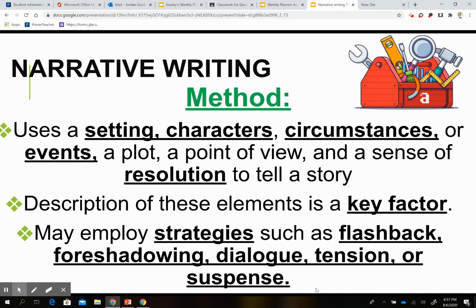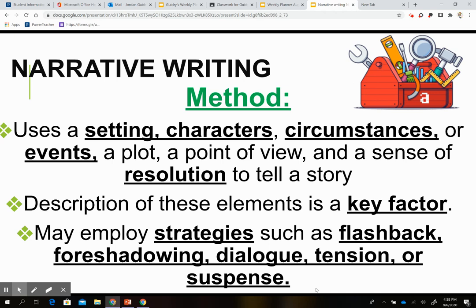Circumstances or events. These are going to be the different events or the different actions that occur that are going to be like steps. So, one event is going to lead to the other, and which is going to eventually lead to the boiling point or the problem exploding in the story. Plot is going to be the things or the way the story is written.